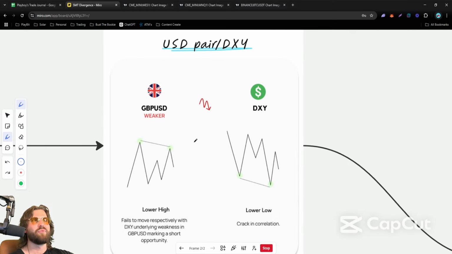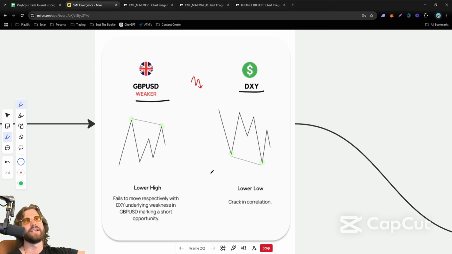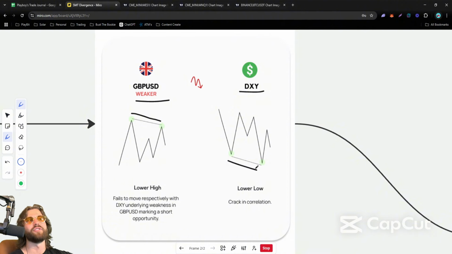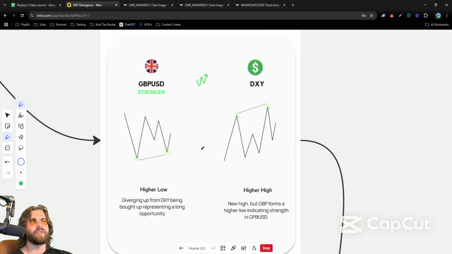Now, we have a few forex pairs to go through. I'm only going to do one, the GBP, USD, and then DXY. Inversely correlated, of course, the DXY opposite to the pound and the dollar. If this is failing to break highs and this is breaking lows, we know there's a cracking correlation here. Same thing on the stronger side with the pound and the dollar.